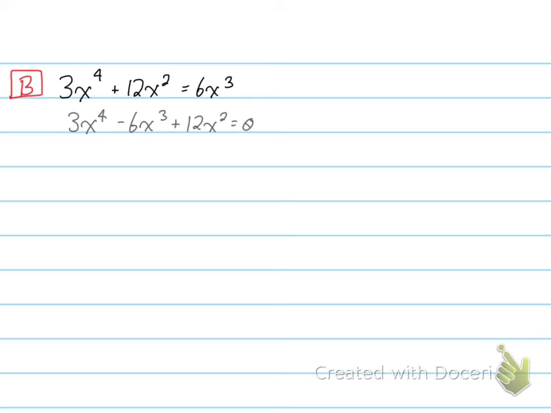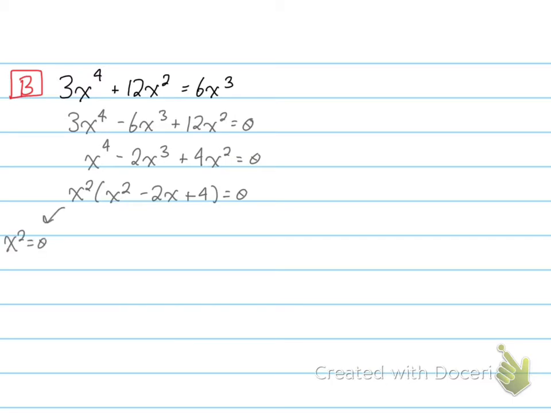Right out the gate, I notice in my coefficients, I could divide everything by 3 to make my numbers a little bit smaller to work with. When I do that, I have this equation. And then finally, as a GCF here, I could pull out x squared from everything. So now I'm going to be working with x squared times x squared minus 2x plus 4 equals 0.